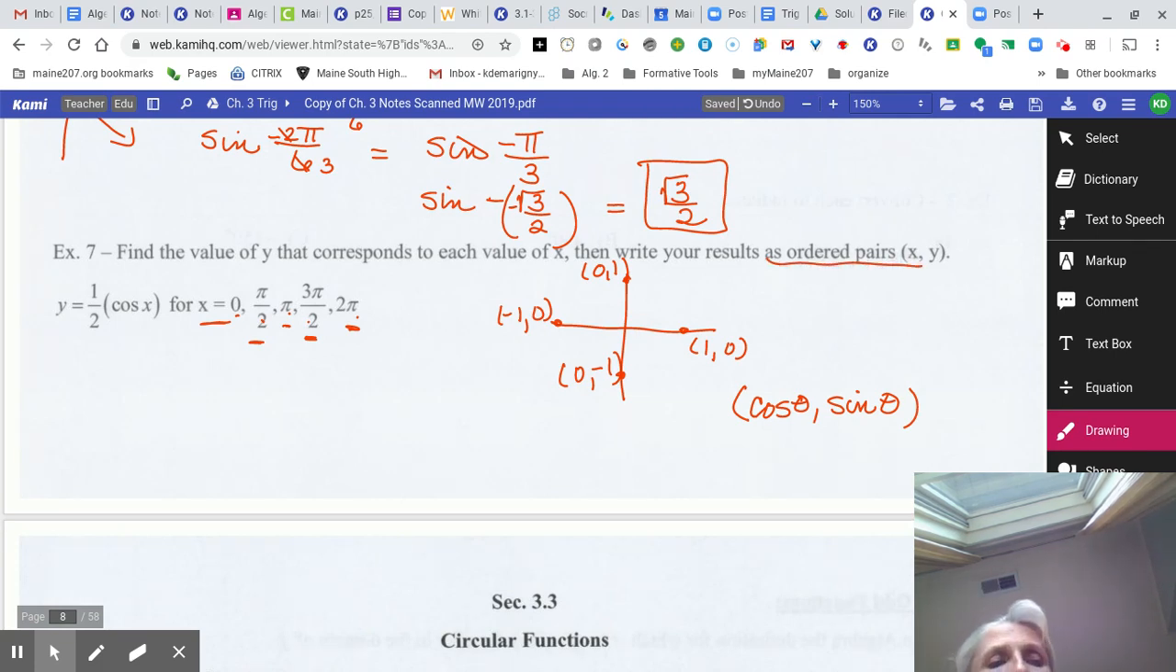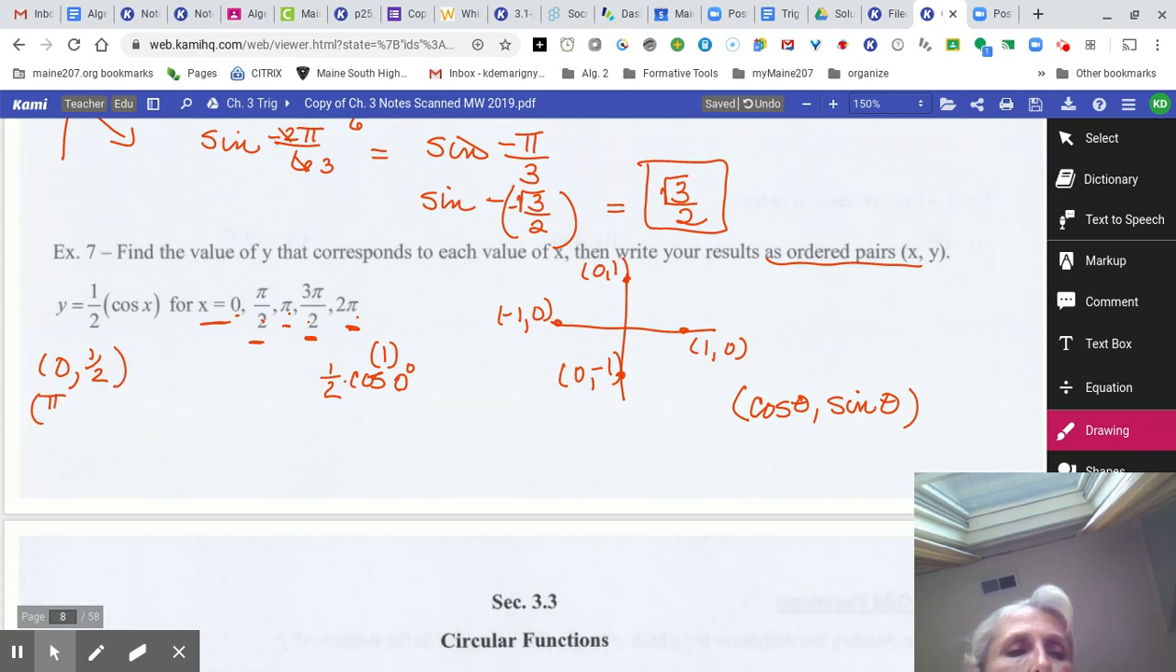So if my x, the first one, if my x value is 0, and I put in 0 degrees, so the cosine of 0 degrees is going to be 1. So this value is 1, and then I have to multiply it by a half. So my ordered pair would be 0, 1/2.